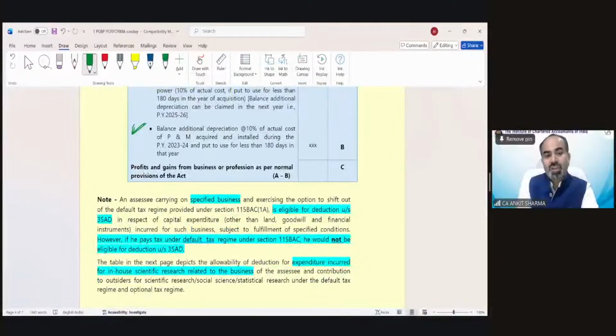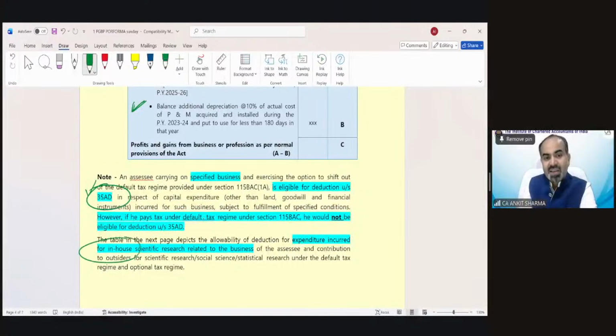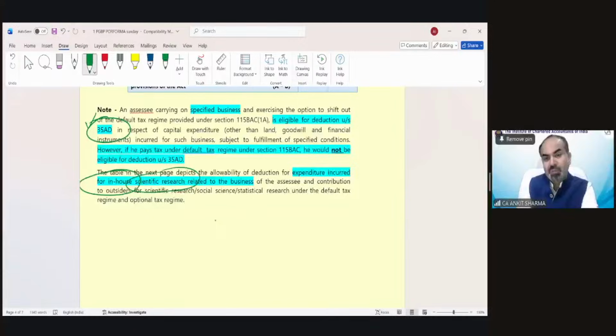There are certain deductions like section 35AD, which is not allowed under the default tax regime, but you can claim those deductions under the optional tax regime. So remember, section 35AD business deduction can be claimed under the optional tax regime as well as scientific research. Now, in case of scientific research expenditure, there are technically two kinds of expenditure. This is very interesting and of course very important for the purpose of examination. There could be in-house scientific research.